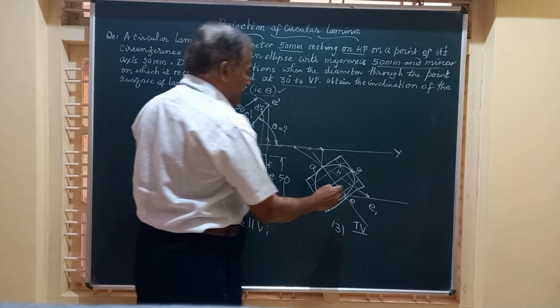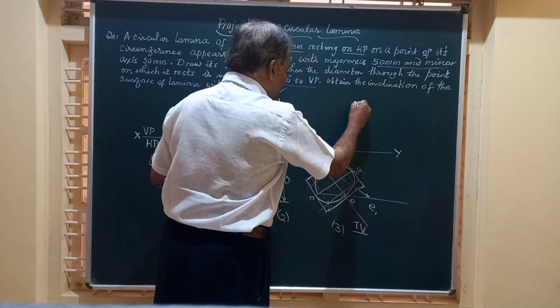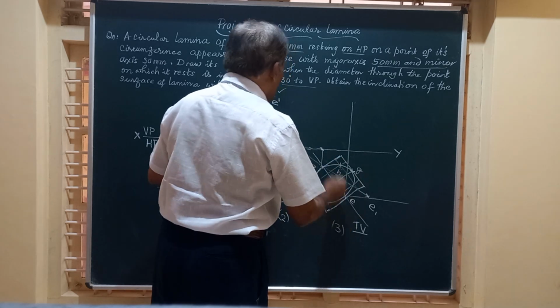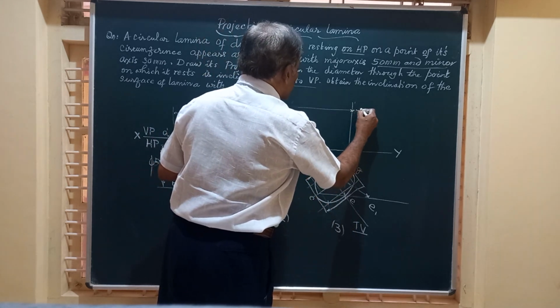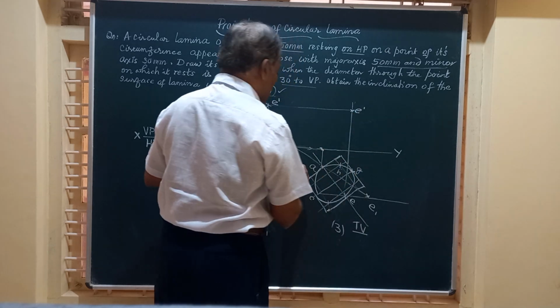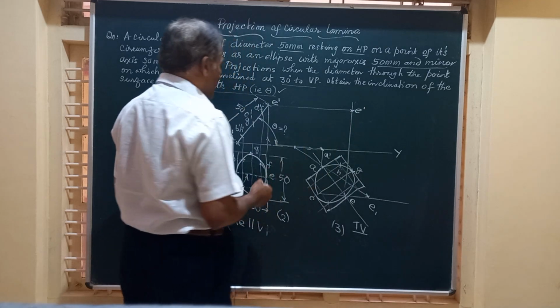Similarly, E I will take. E is here. So vertical from E, horizontal from E dash. The point of intersection will give you E dash. This point is A dash. So A dash, E dash you have got.